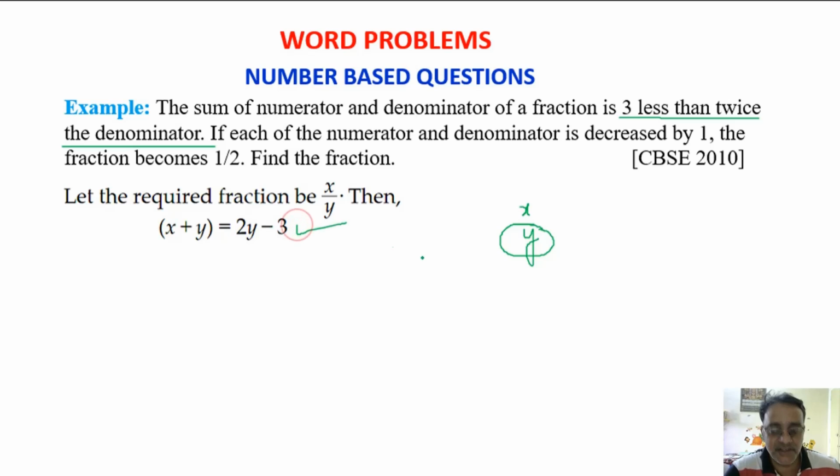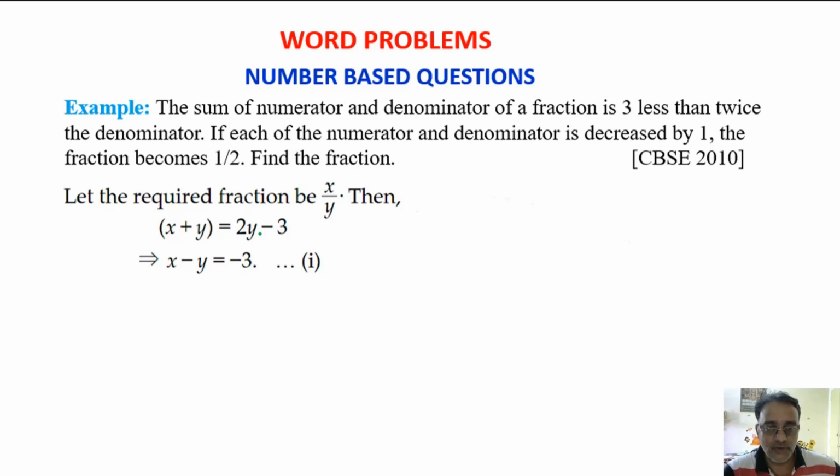Is this first condition clear to all of you? Yes, sir. Now if each of the numerator and denominator is decreased by 1, minus 1, minus 1, then the fraction becomes 1 by 2. So we'll get x minus 1 upon y minus 1 is equals to 1 by 2. So this we have to simplify. So equation number 1, note it down. Now the second condition is x minus 1 upon y minus 1 is equals to 1 by 2.